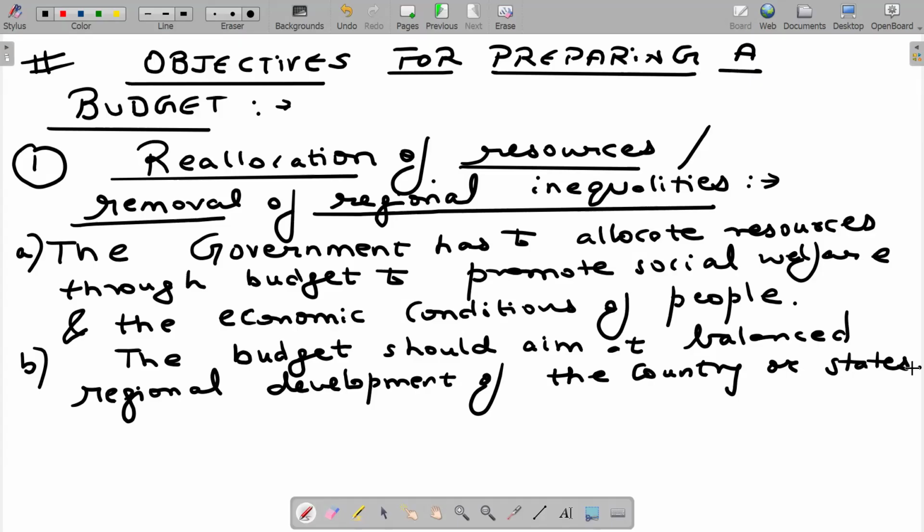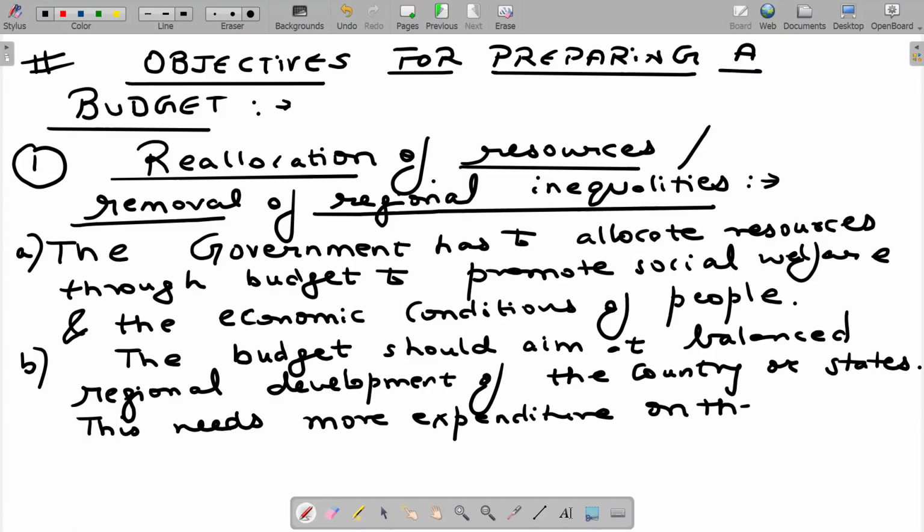It should not be the case that some regions within the country are developing much faster, while some regions are not developing at all. That should not be the case. All the regions within the country should experience balanced development. So I can also write that this needs more expenditure on the development of backward regions.